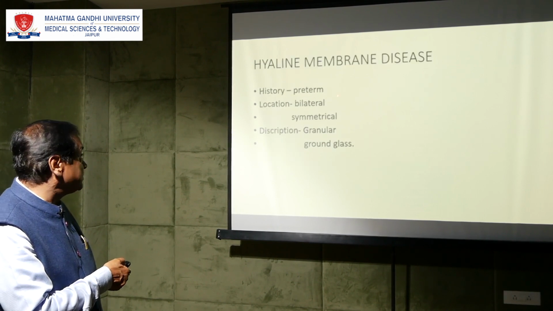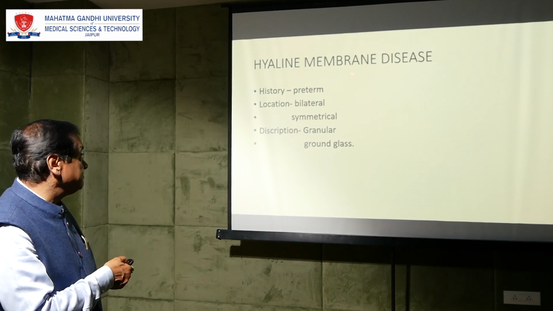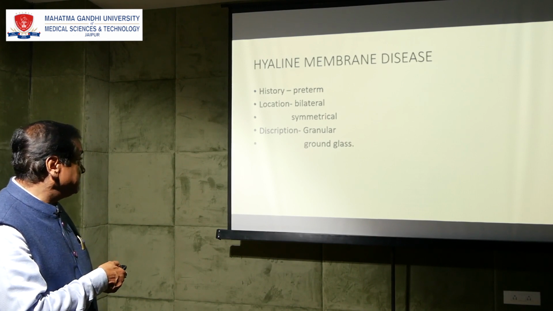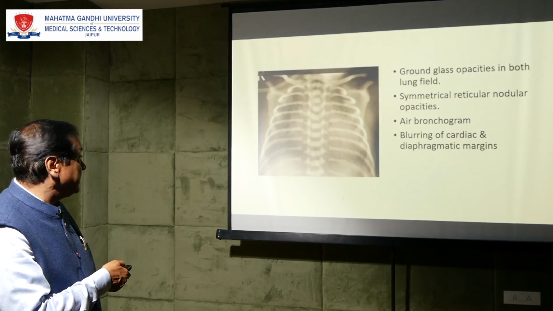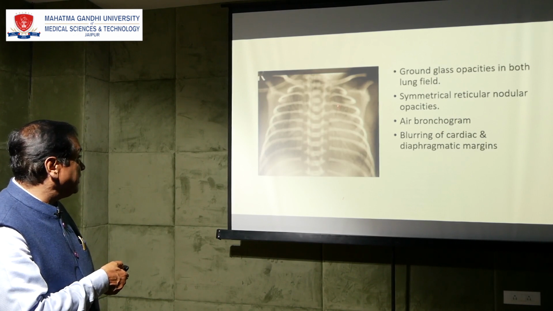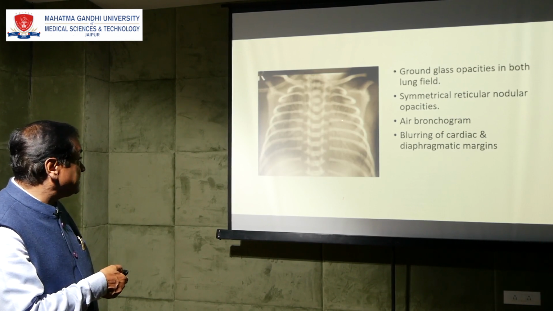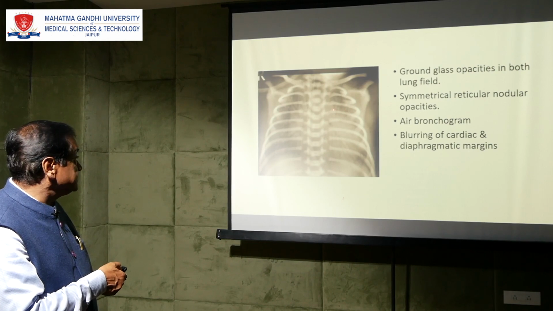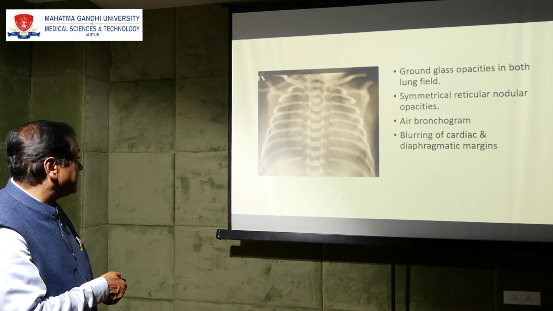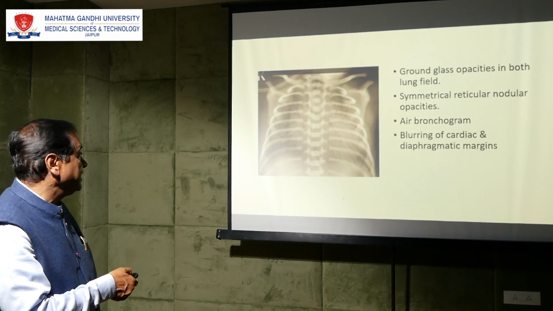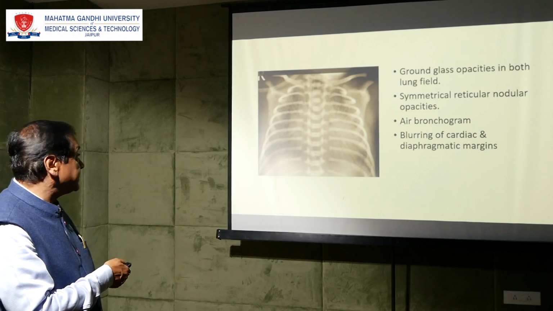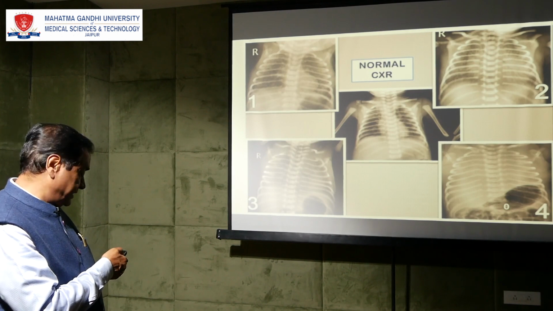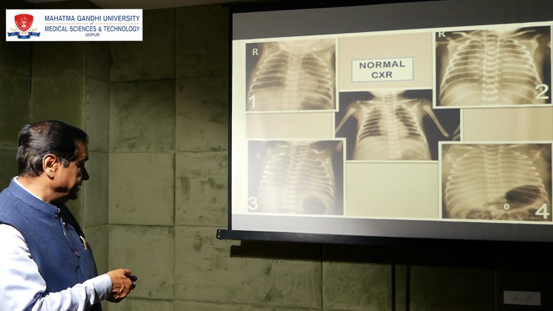Now, this slide is very important. We must remember that hyaline membrane disease is seen in preterm, seen bilaterally, symmetrical, granular, with a ground glass appearance on the X-ray. In this X-ray picture you find ground glass opacity, symmetrical reticular nodular opacities, and air bronchogram. You see air bronchogram is there, and blurring of the cardiac border and the diaphragmatic border. These are the typical findings of hyaline membrane disease, but this is seen in premature children. That is important.